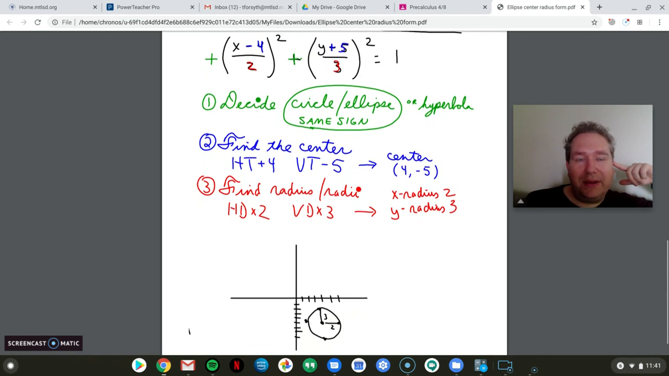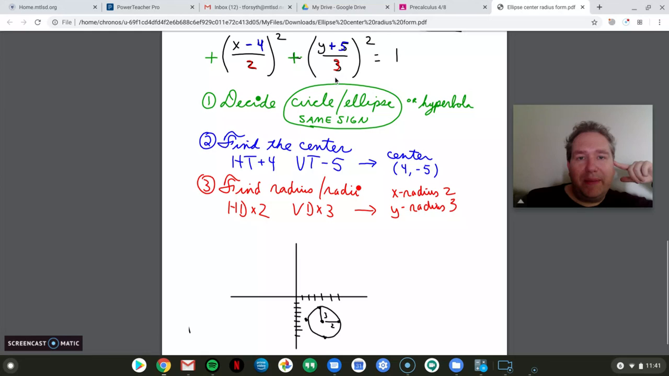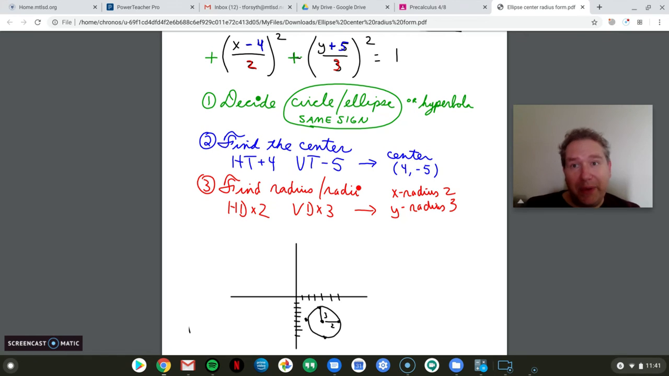So that's what I'm going to ask you to try today, is take a look at some of these equations and sketch the ellipses in this way. Okay? Let me know if you guys have any questions.